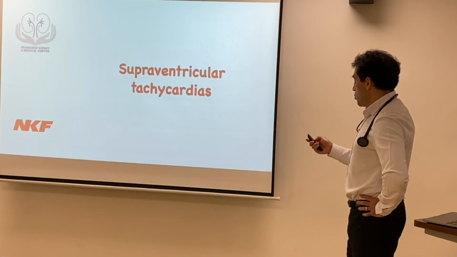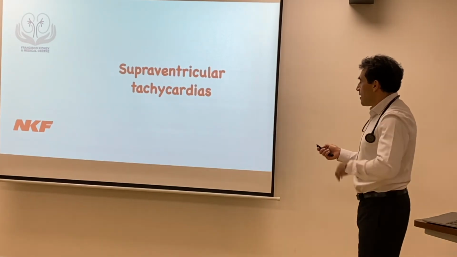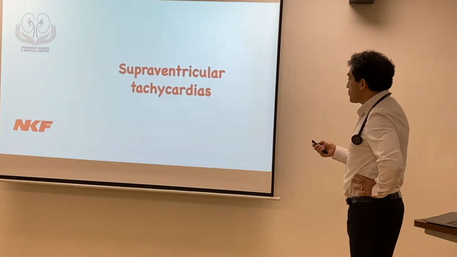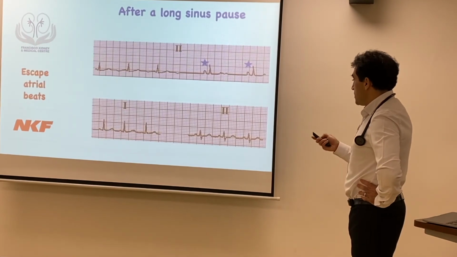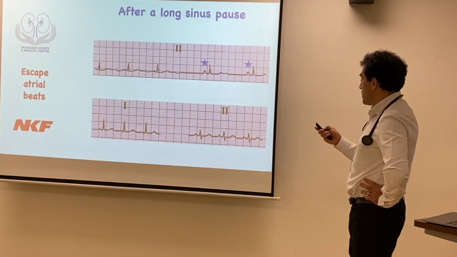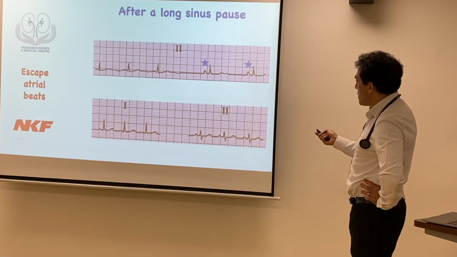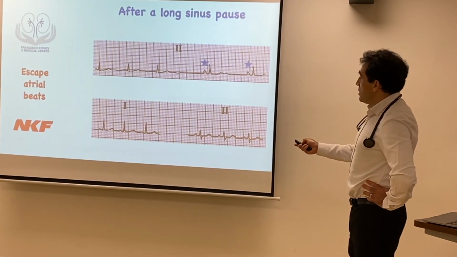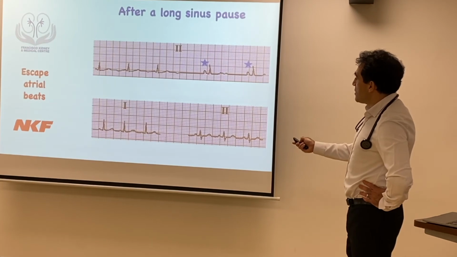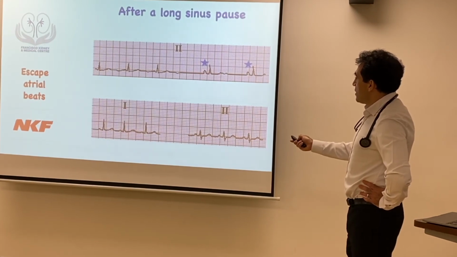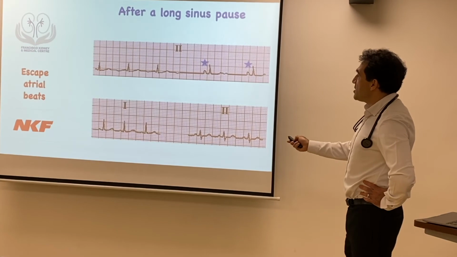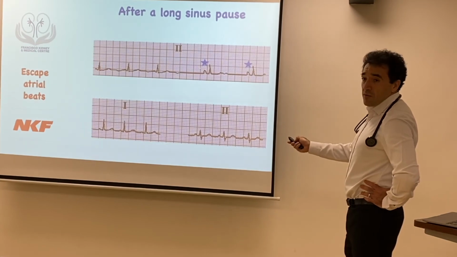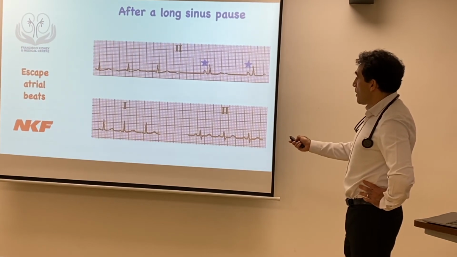Now let's move to supraventricular tachycardias. This is an escape atrial beat. Remember the ventricular beats, but now the atrium also can suddenly have a contraction. Here you see the P wave, but this P wave looks very funny because it is not the sinus one. It doesn't come from the sinus node. It comes from a part of the atrium.